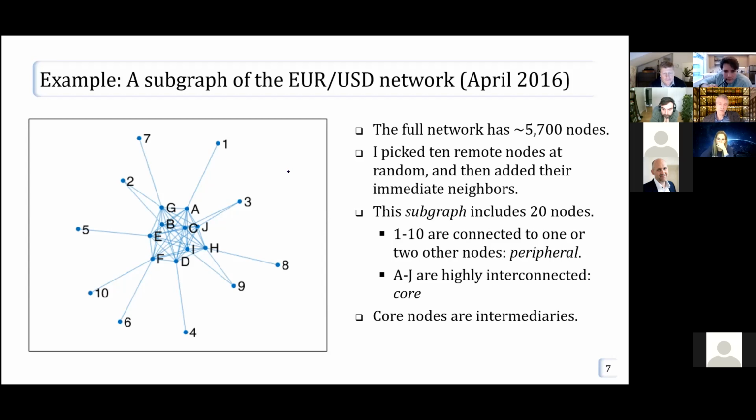Here you see, even in the subgraph, this core periphery structure emerging. So the numbered nodes here are the peripheral customers, but then their neighbors, their immediate neighbors, form a highly interconnected core. These are the dealers.